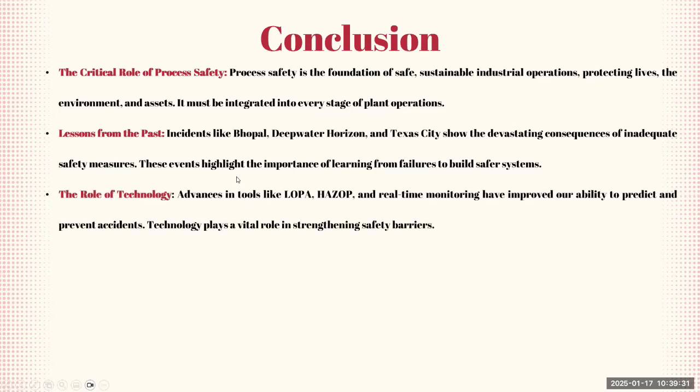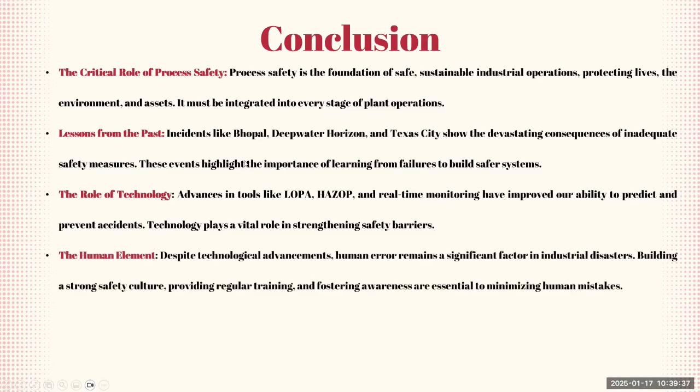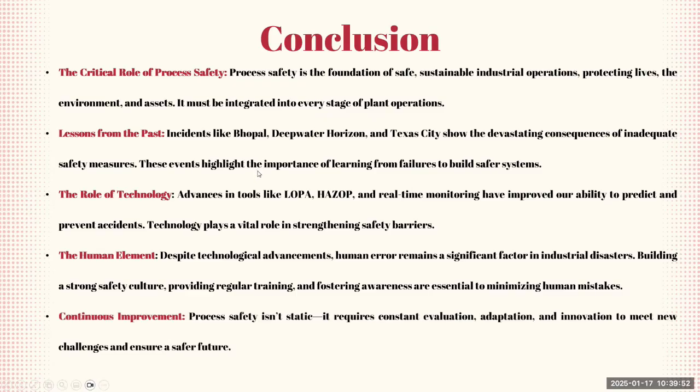We also see that technology helps us to prevent dangerous scenarios. And lastly, despite technological advancements, human error remains a significant factor in industrial disasters. Building a strong safety culture, providing regular training, and fostering awareness is very important to minimize human mistakes. And lastly, process safety isn't static. It requires constant evaluation, adaptation, and innovation to meet new challenges and ensure a safer future.